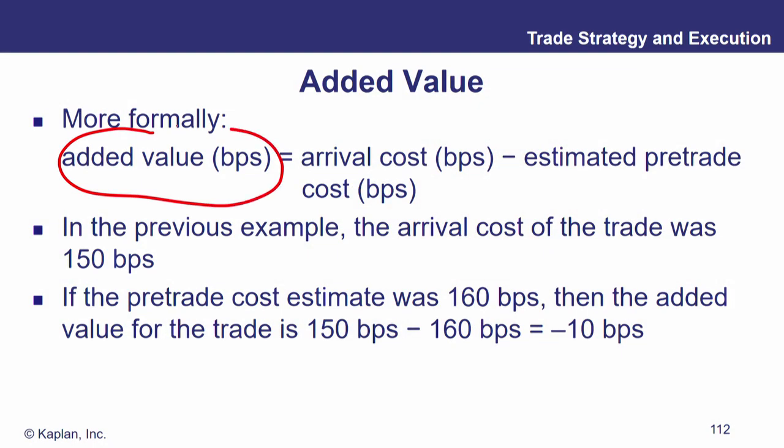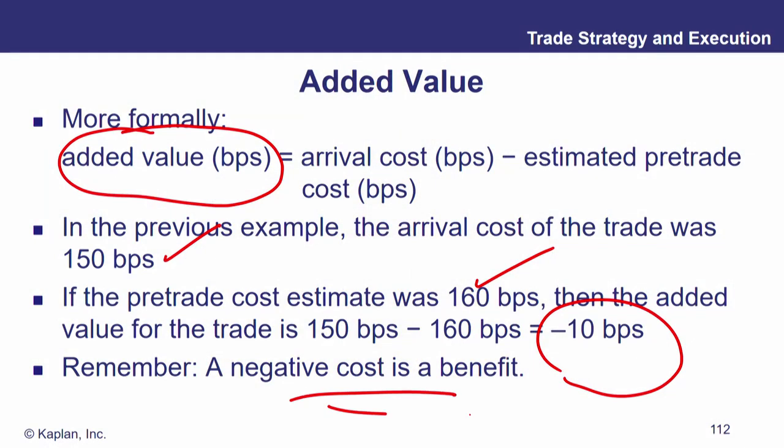Okay, so more formally, same process that we've been doing. Added value in basis points is just going to be the arrival cost in basis points minus the estimated pre-trade cost that our model provided us. So again, in the previous example, the arrival cost of the trade was 150 basis points. If the pre-trade cost estimate was 160 basis points, well, actually, the added value is negative 10 basis points. So again, we can move around these basis points, these models, and help us zero in on what we think is important. So we can come up with an estimate using some updated models or maybe some changes that we did, and then actually be able to calculate, okay, well, this is what we thought we were going to get.